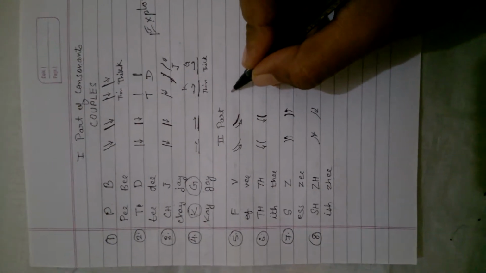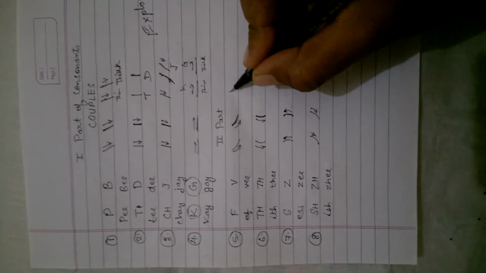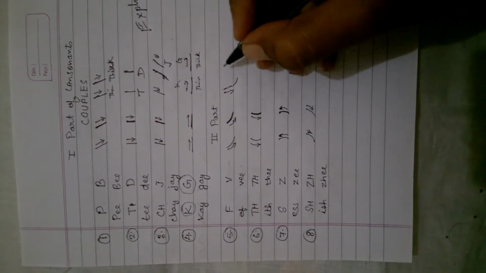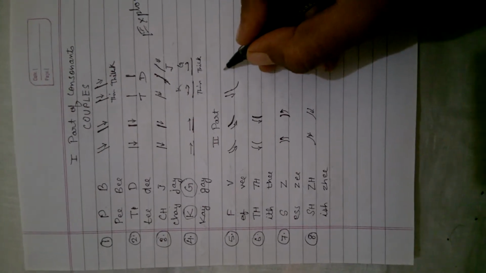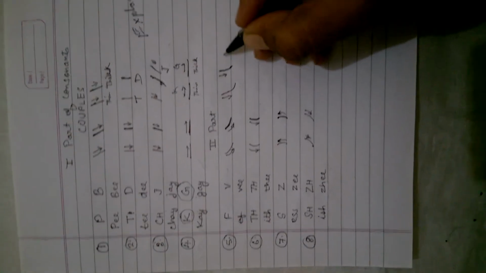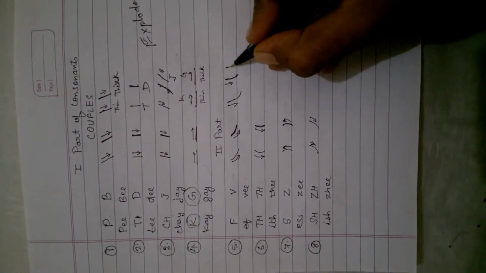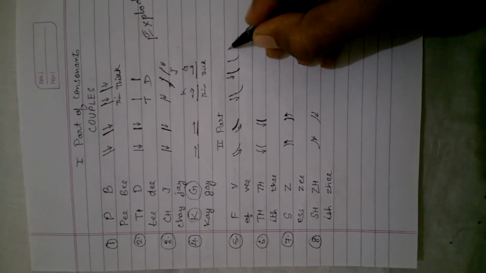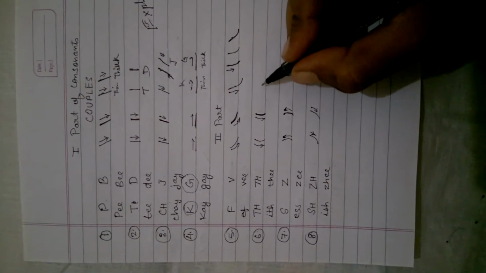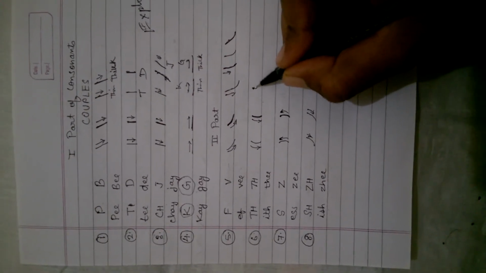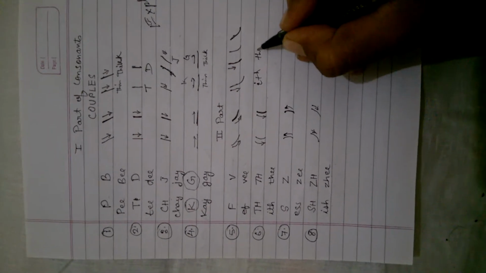So EF is written in a thick curve in a downward direction, and V is written as a thick curve in downward direction. F is thin and V is thick. Similarly, we will write TH, ith and the. Here, ith and the are both separate.